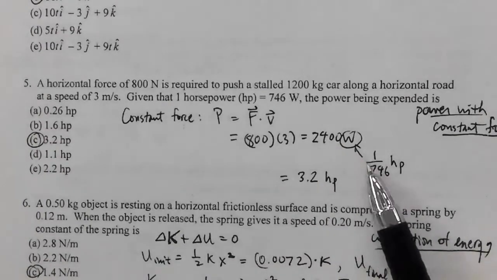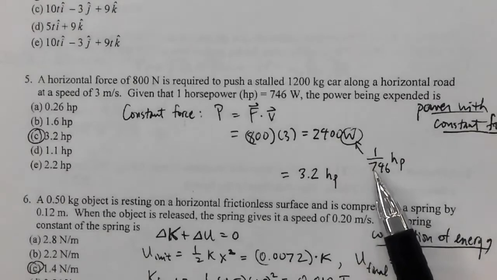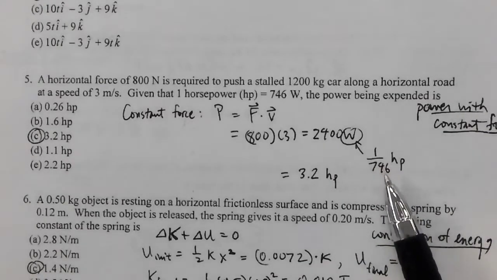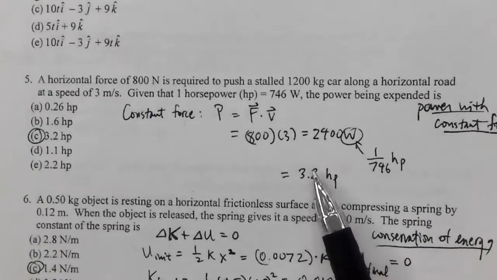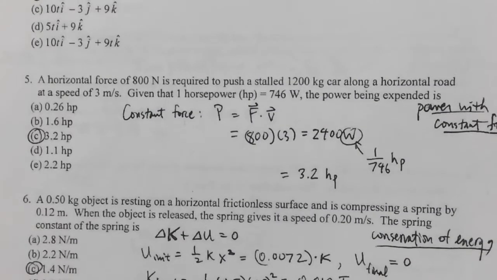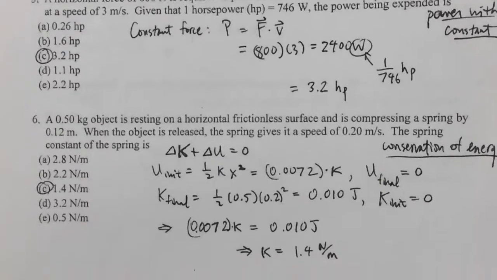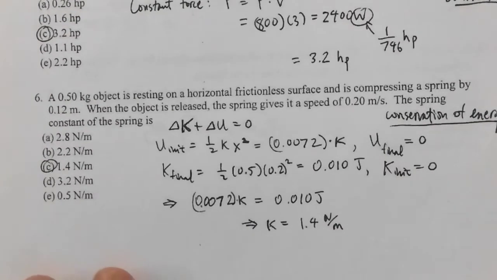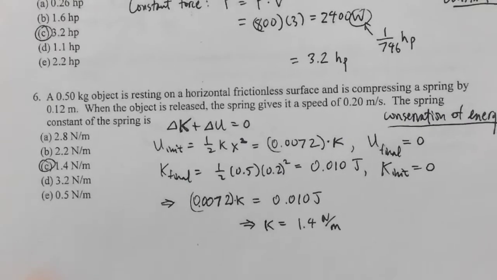But they want to convert this into horsepower, so you divide by 746, and you get 3.2 horsepower. That conversion is going to be on the formula sheet. You're not expected to know that. That's right. We don't expect you to know that number. Any questions? Okay, let's go on.